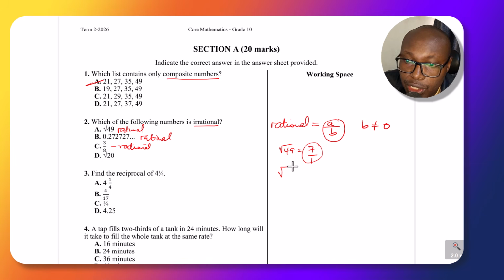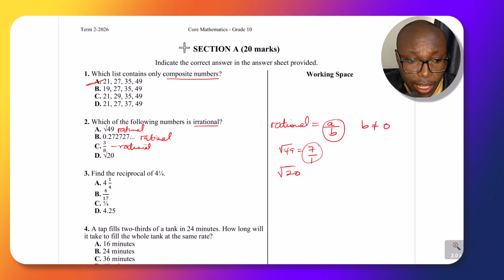Look at root of 20. Root of 20, we can't get an exact root of 20. And actually, if you use your calculator to get the root of 20, you'll notice that this is non-recurring, and you get 4.472. It is non-recurring and it is non-terminating.